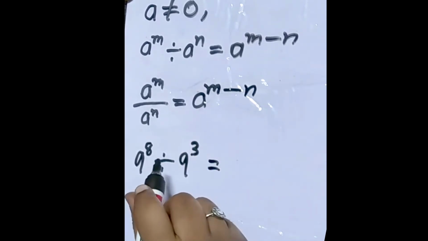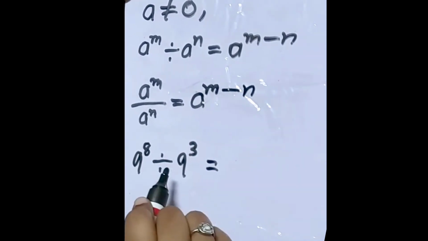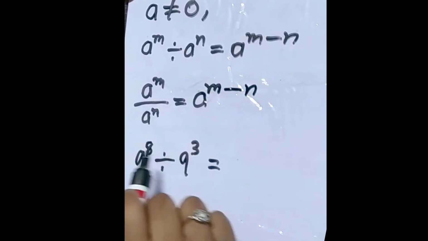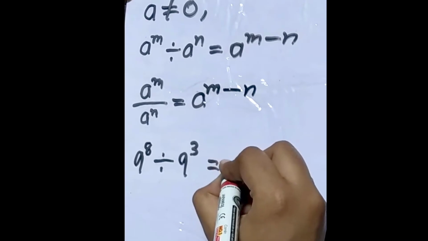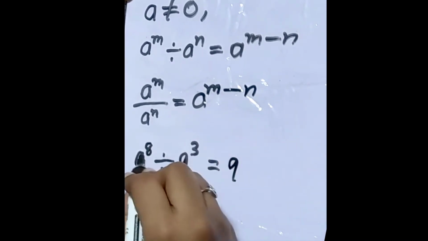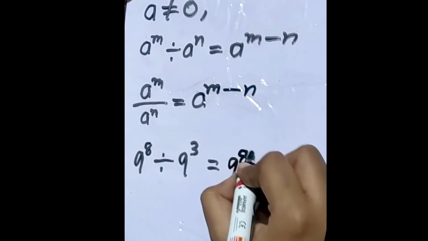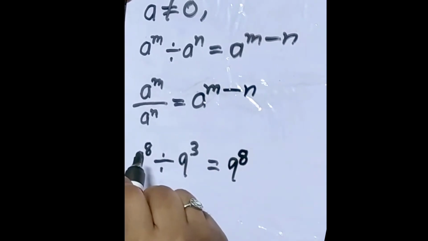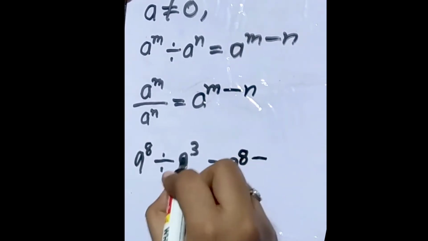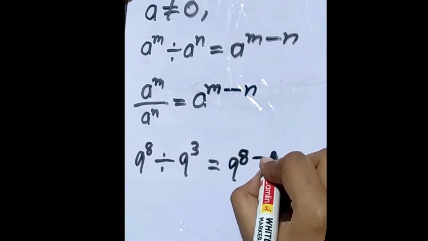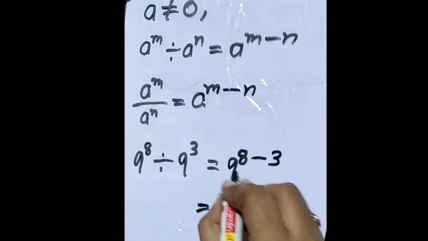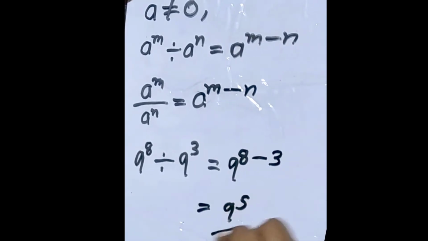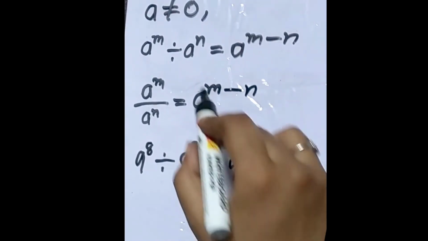Here both the bases are the same, that is 9, and there is a division sign, so we can use this law directly. That is 9 raised to 8. First we will write the index of the numerator, minus the index of the denominator, that is 3. So what is the answer? 9 raised to 8 minus 3 is 5. So this is how you will use this rule in examples.